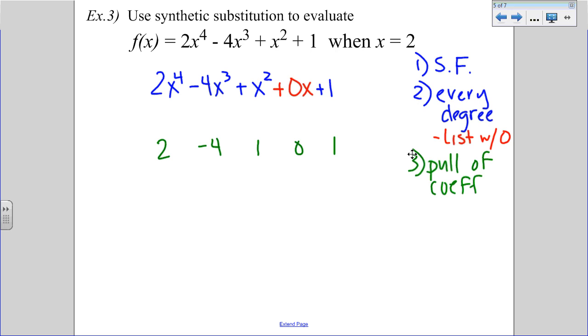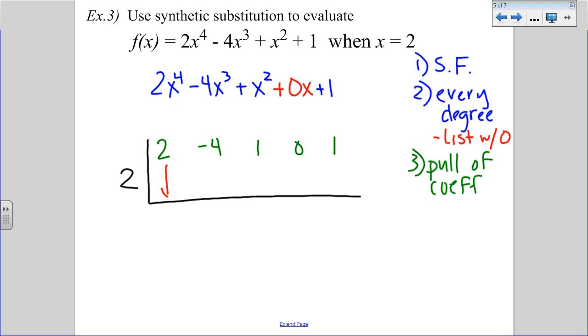Now what we need to do is use this x equals 2, what we're actually substituting with. And so what I do, and different teachers do it different ways, I make like an upside down division box. Okay, guys? It just helps me kind of square things off. And the x equals 2 goes on the outside of it. So what you're substituting is on the outside.